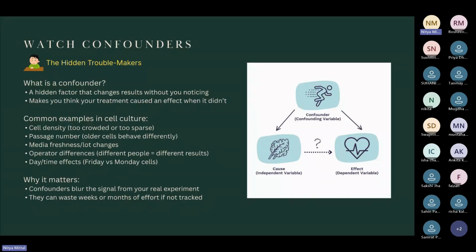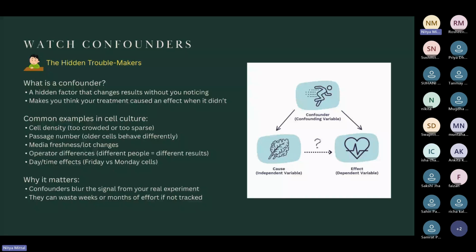So on a team, if there are 2 people, operator 1 does it a certain way, operator 2 does it a certain way. And if that changes your result, that is a confounder, which is why different people, different results, confounder. And sometimes the day-to-day effects also change it. How your cells were looking on Friday versus when you came back on Monday, if they're looking a bit different, that can also be a confounder.